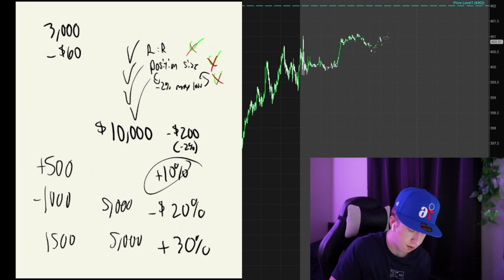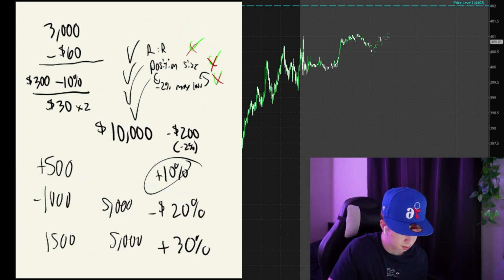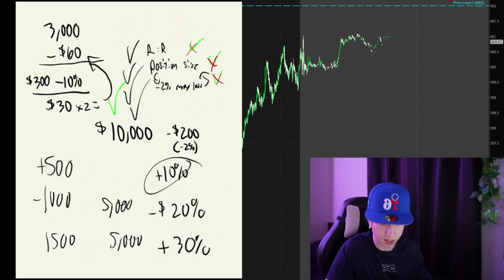So if you have 3,000, your position size, if you know you lose 10% every single trade, your position size should be no more than $300. Because if you lose 10%, you're going to lose $30. Then you could take 2 trades, which gives you that max loss for the day. And this is how you position size.